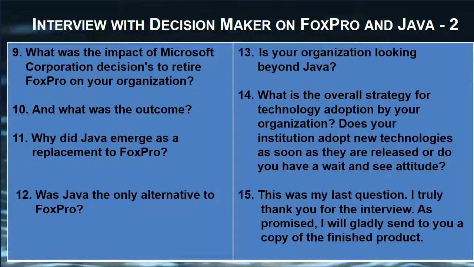Why did Java emerge as a replacement to Foxpro? Many factors explain the emergence of Java as an alternative to Foxpro. Java is the number one programming language for enterprise development and web applications. Java is flexible enough for multi-platform development. There are millions of competent Java developers available. Java meets the requirements of the present and the next version, Java 9, is being written to meet the future.